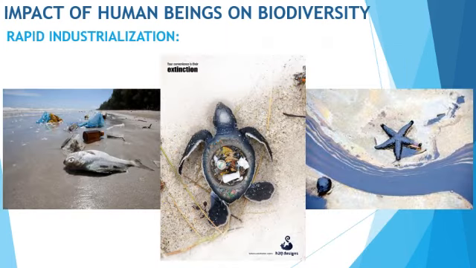Last is rapid industrialization. The chemical pollutants released from factories are dumped in water, which makes it hard for aquatic organisms to survive. Chemical waste is not the cause of extinction, but it makes the survival of the organisms difficult.